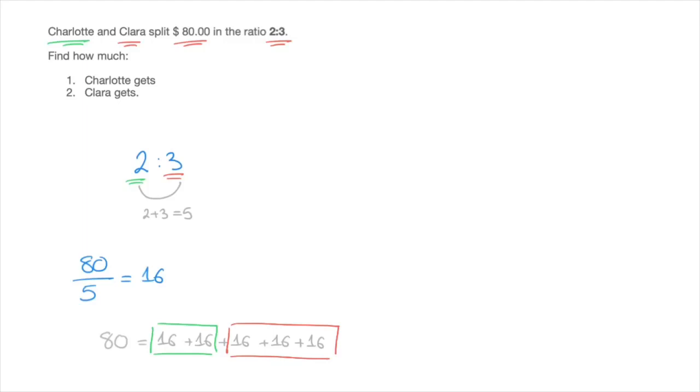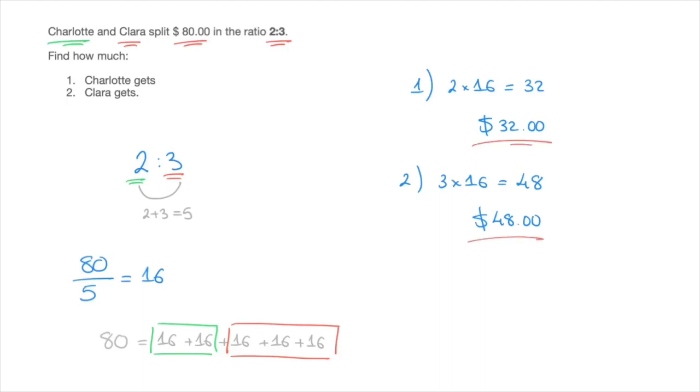Keeping that in mind, we can quickly answer these questions as follows. Charlotte will get 2 times 16, which equals 32. And since we're dealing with dollars, which is a currency, we write $32.00. Clara, on the other hand, gets 3 times 16, which equals 48. Again, we write this as $48. And those are the final answers.